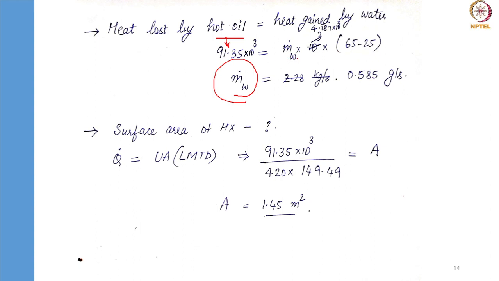So that should be equal to the mass flow rate multiplied by Cp of water, which is 4.187 into 10 cube joule per kg Kelvin, into delta T of water. These values are already mentioned in our question. So m dot of water comes out to be 0.585. I'm sorry, this should be kg per second. There was a typo; I didn't write the unit properly.